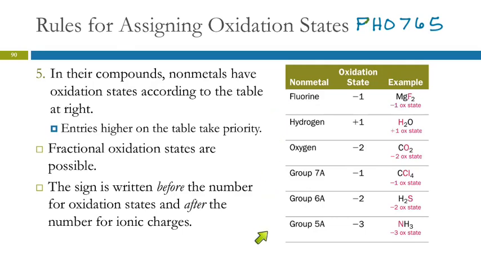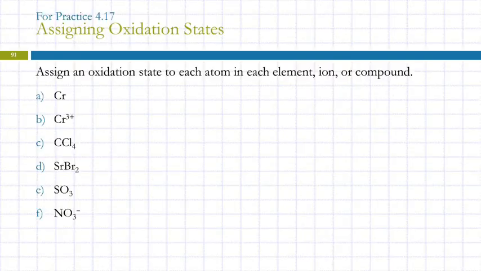So we're just going to go through this list, and whoever is first on the list gets to choose what they want, and other people have to make up the difference. You can have fractional oxidation states. We're not going to see them very often, but it's possible. For oxidation states, we write the sign before the number. We write it after the number for ionic charges. I'm not going to try to trick you on that. Let's practice.